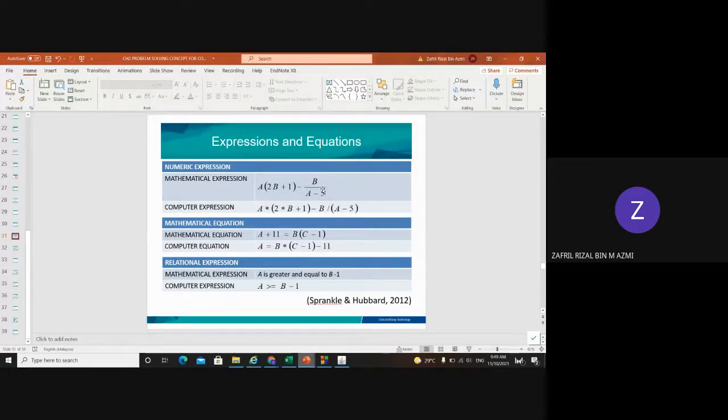So this is again very important. When I say important, the chances of it being asked in an assessment are high. So make sure you understand this concept: how to convert a normal mathematical equation or expression to a computer expression or equation.